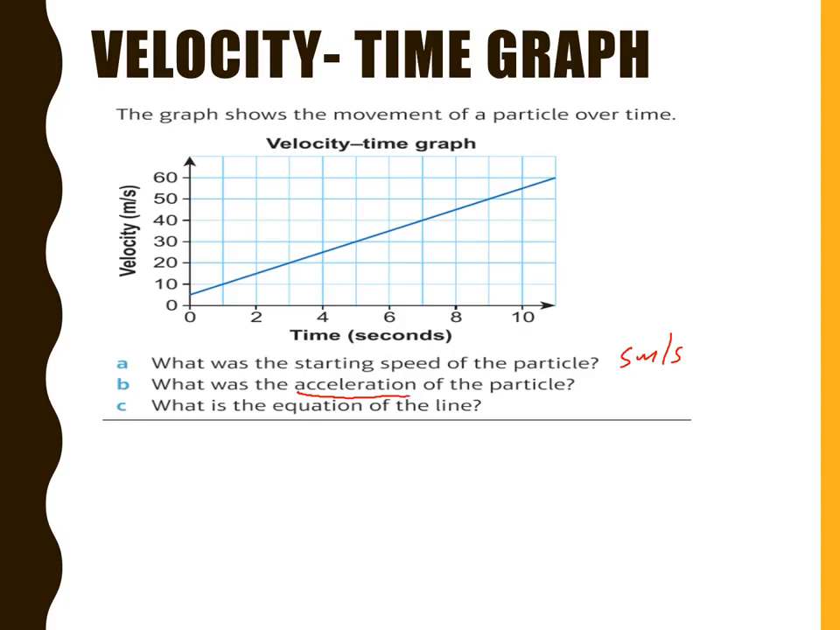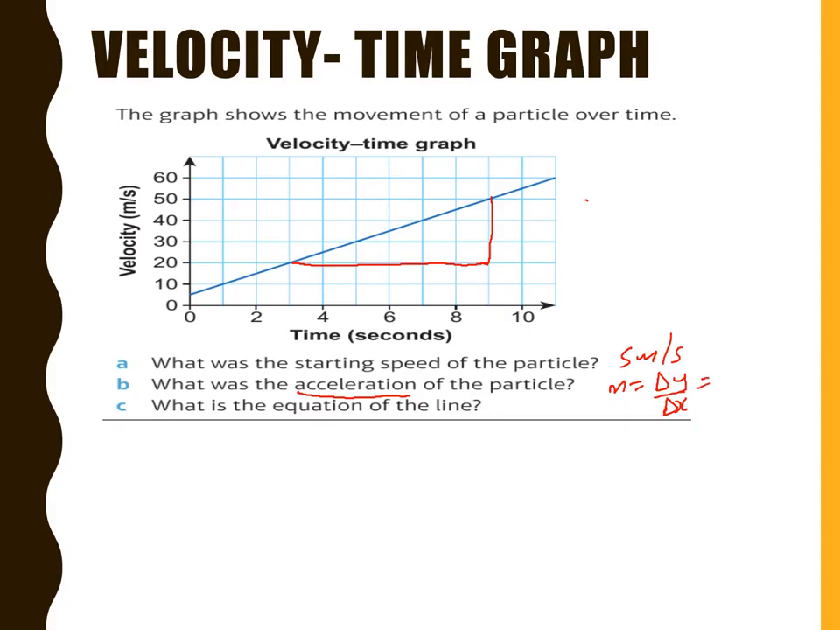Acceleration, from what I know of velocity time graph, is that it's the gradient. So I need to draw a triangle. Of course, yes, I need to draw a triangle. Okay, so the examiner doesn't actually tell you find the gradient. You should know that when it asks for acceleration, the examiner means find the gradient. So it's change in y over change in x.